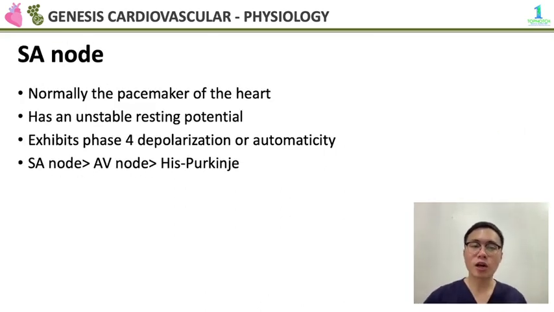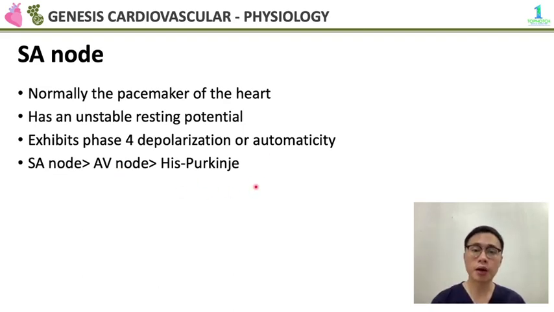What is the difference now kapag SA node ang pinag-uusapan? Pacemaker cells have a unique characteristic, no? So SA node is the normal pacemaker of the heart. It has an unstable resting potential. Okay? So ito yung important dito. The phase 4 depolarization brings about the automaticity. So the intrinsic rate of the phase 4 depolarization would be fastest in the SA node, followed by the AV node, and then the His-Purkinje system.